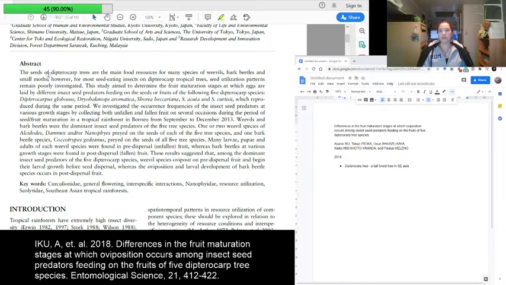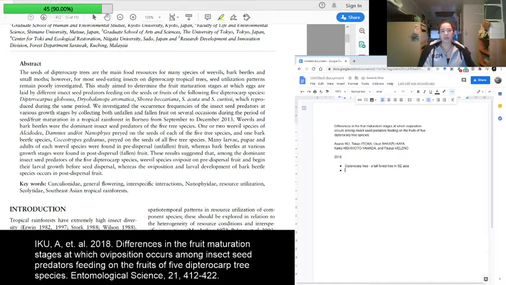So we've looked up this word, dipterocarp. I won't bother highlighting it because it's not an important fact, it's just the name of a tree. So the seeds of these trees are the main food resources for many species of weevils, beetles, moths. However, for most seed-eating insects on dipterocarp tropical trees, seed utilization patterns remain poorly investigated. So basically what I was saying before, there's not a lot of research into this kind of relationship between insects and plants.